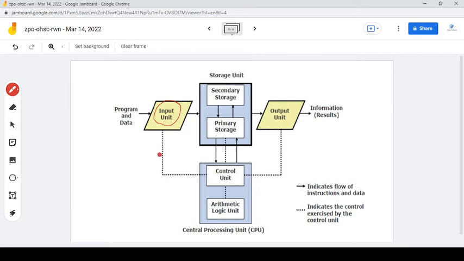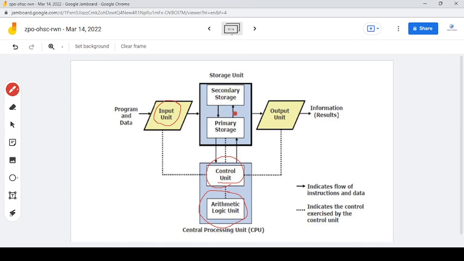Now that goes straight to the control unit. The control unit acts like the brain of the computer. It first looks at the command and then executes it. For example, if it is data that needs to be stored, it goes to the storage unit. Or if it is related to any arithmetic or logical operation, it goes straight to the arithmetic logic unit, commonly called the ALU.